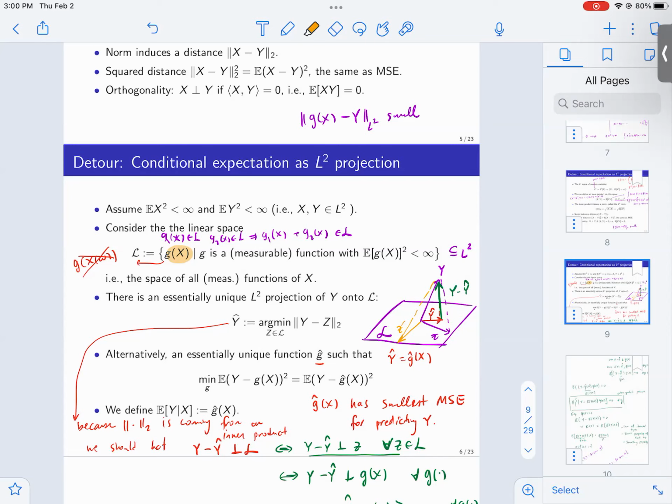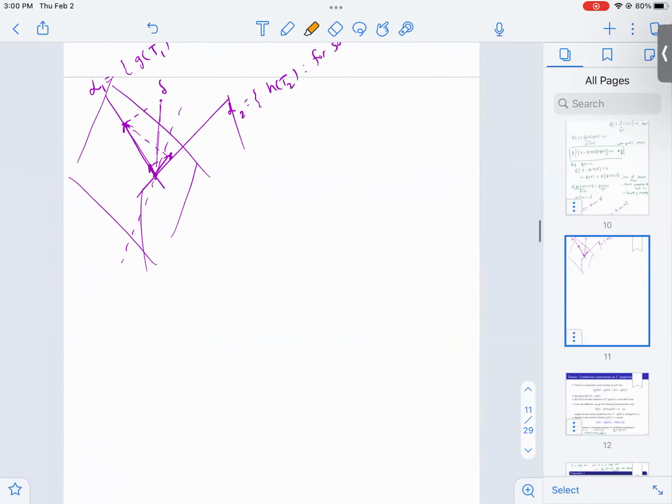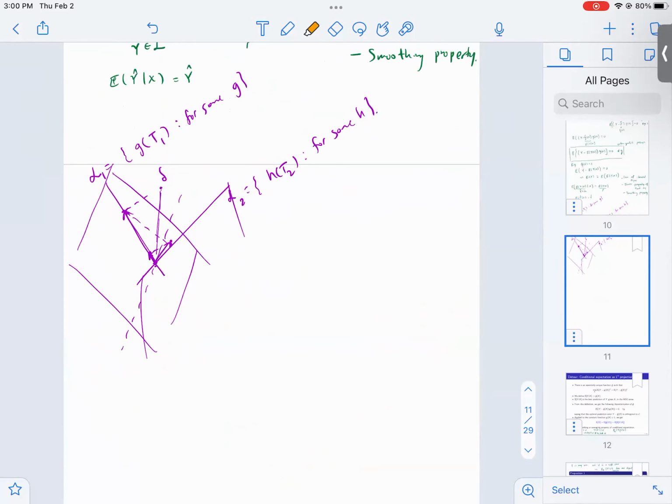Right. But this is sort of conditioning on something less. There is a join and there's a meet. Subspaces have an order spectrum. So the join would be something like this plus that, and the meet is the intersection. So this is projecting onto the meet, not the join.